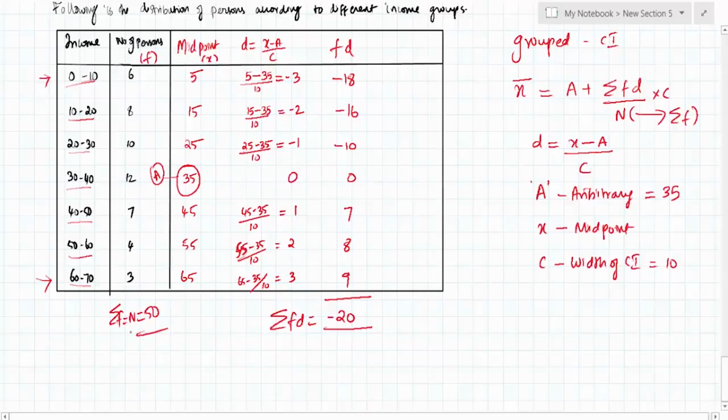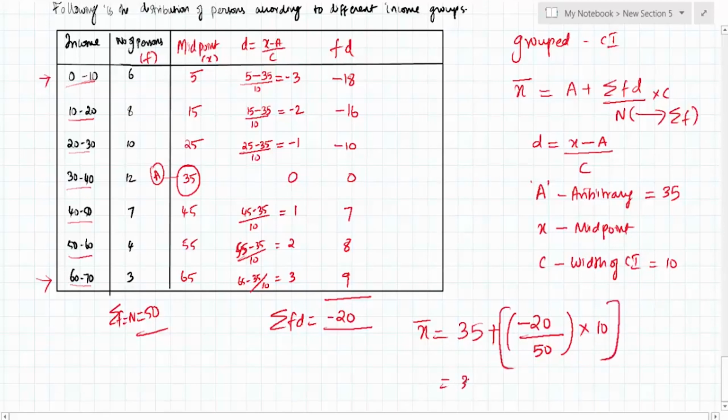Then I have the other numbers, so I think I can go and proceed with X bar. X bar is equal to A, which is the arbitrary number, which is 35, plus summation FD, which is minus 20, divided by N, which is 50. Then I have to multiply this with C, which is the width of class interval, and it is 10. So this calculation is going to give me the value as 35 plus minus 4. So I get the value as 31. So the mean here X bar is equal to 31.